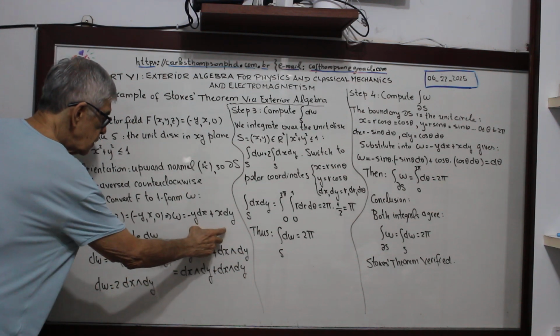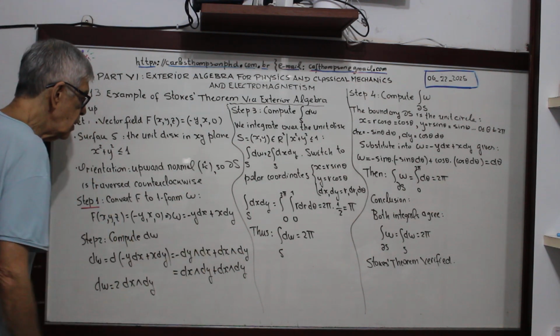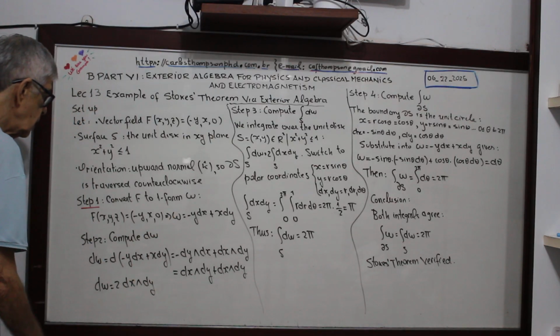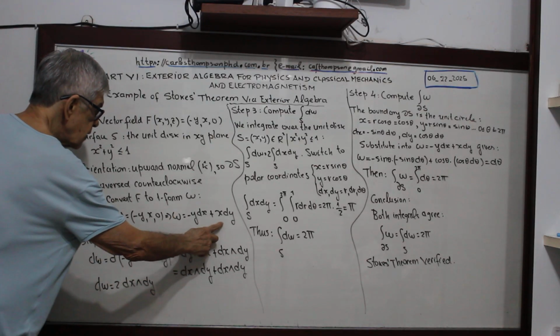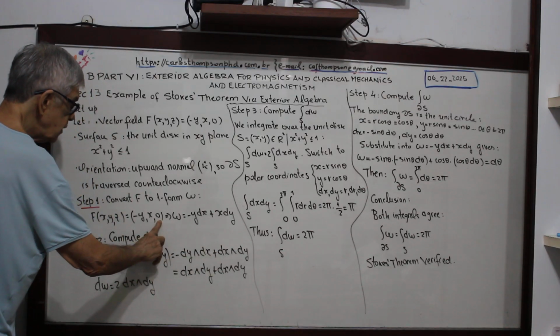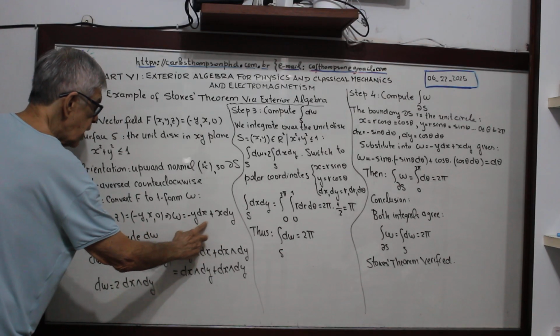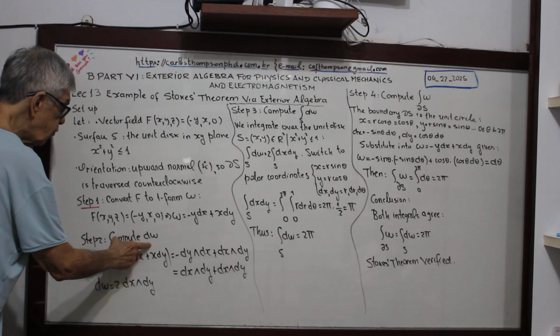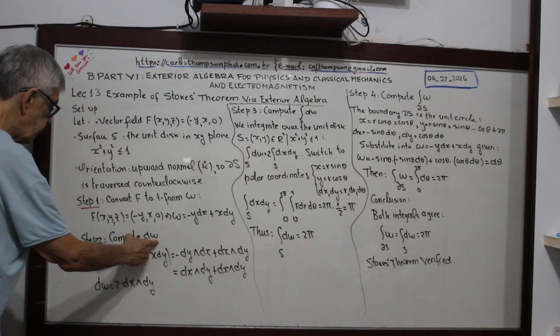You see, it leads to the same in this case in the exterior algebra. This is f1, this is f2, f3 is 0, so minus y dx plus x dy. Now let's compute the two form d omega.